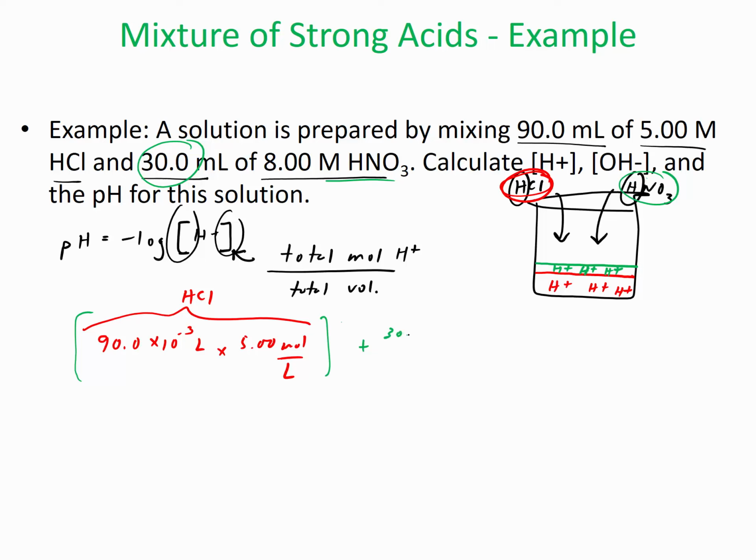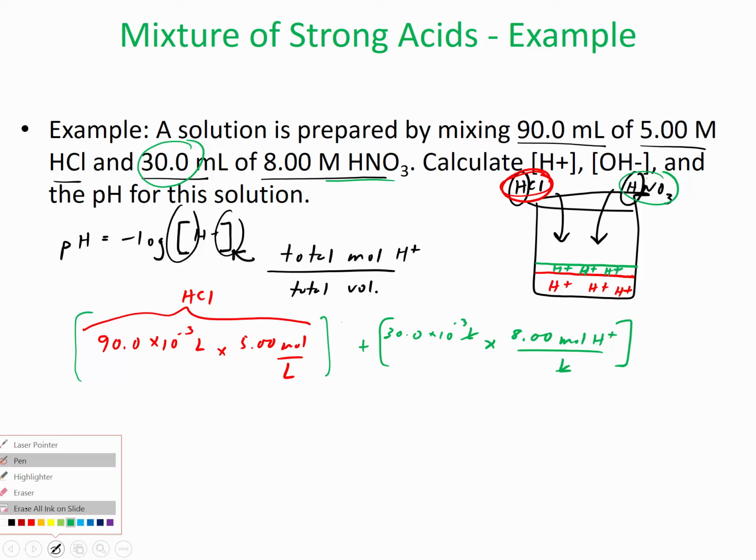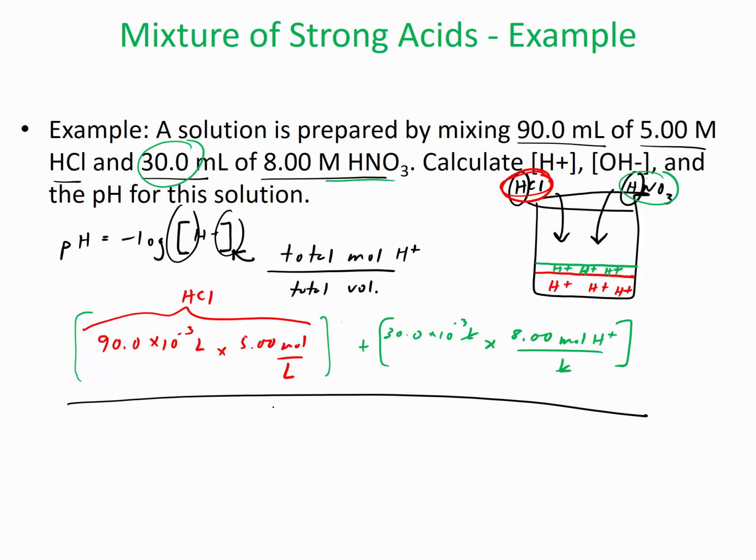So this is 30.0 times 10 to the negative third liters, and we're going to change this to moles, 8.00 moles of H plus from the HNO3 per liter. We're going to add those two together and divide by our total volume. Our total volume was 90 plus 30, so 120.0 times 10 to the negative third liters.